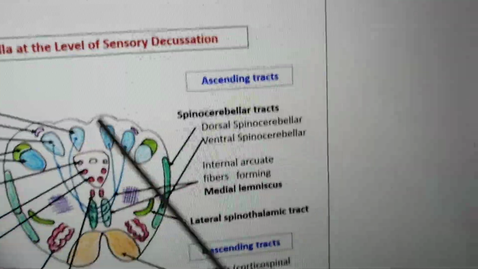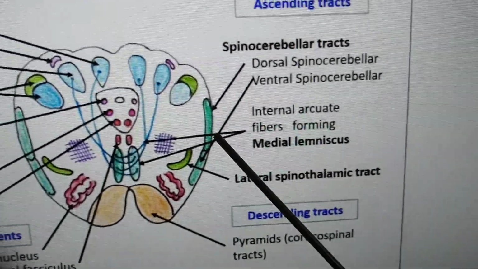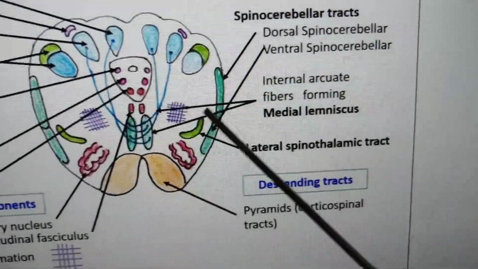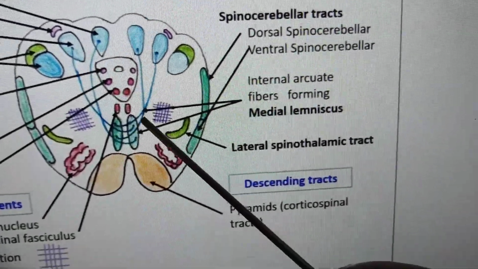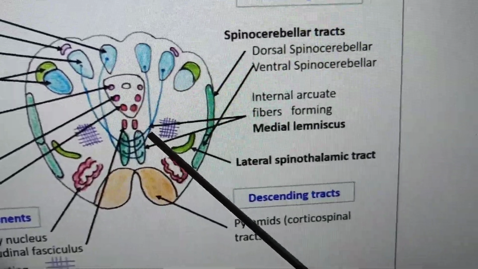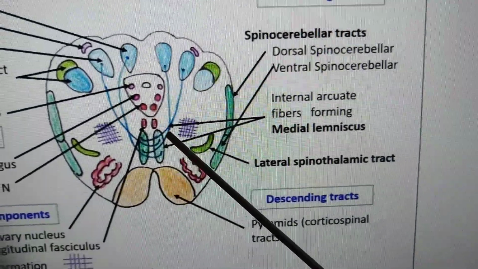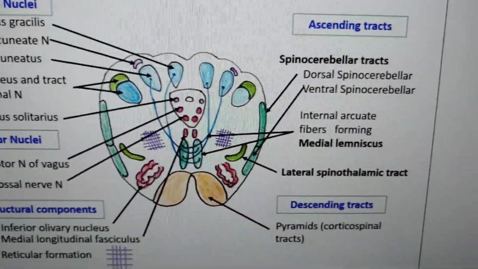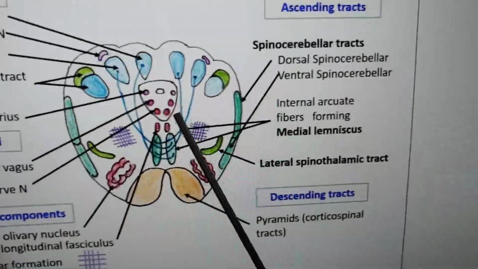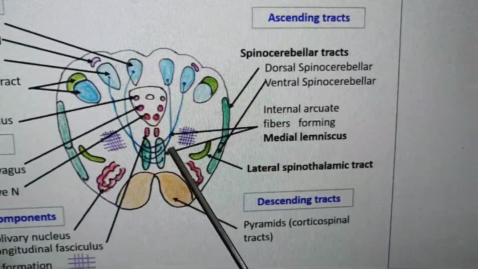Now the ascending tracts: we have the dorsal and ventral spinocerebellar tract. Then we have the internal arcuate fibers forming the medial lemniscus. Now what is the function of this medial lemniscus? It mainly carries touch and deep touch, mainly the deep touch, and also tactile localization, tactile discrimination and stereognosis.